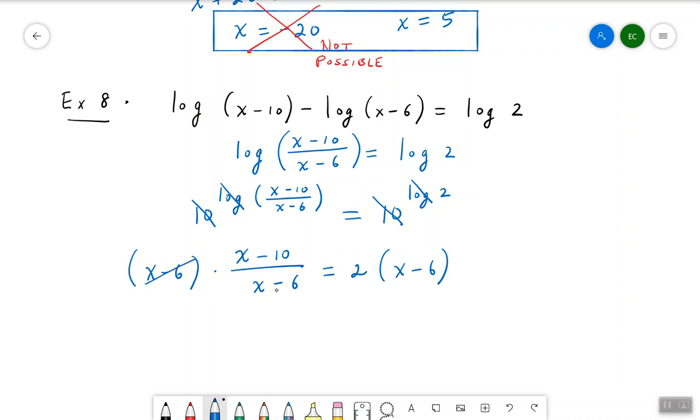And x minus 6 cancels on the left, and we're left with x minus 10 is equal to 2x minus 12. So we can subtract 2x on both sides, and that'll get us minus x. And we can add 10 on both sides, and that'll get us minus 2. And then when we divide both sides by negative 1, we get x equals 2.